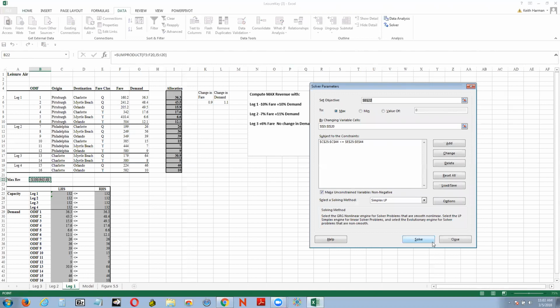Now, that's the basic work with leg 1. And then I did some work with leg 2.